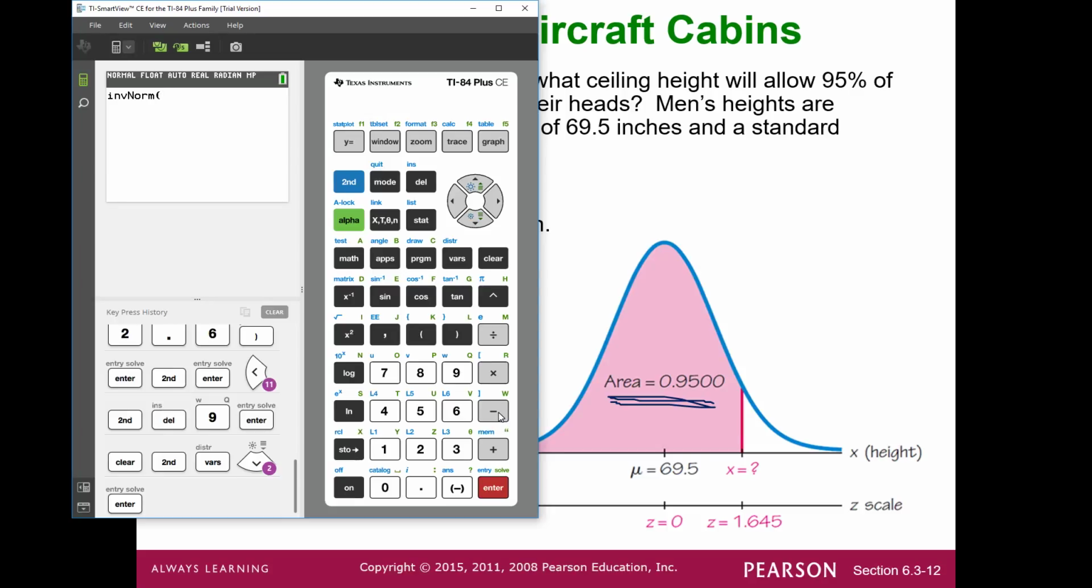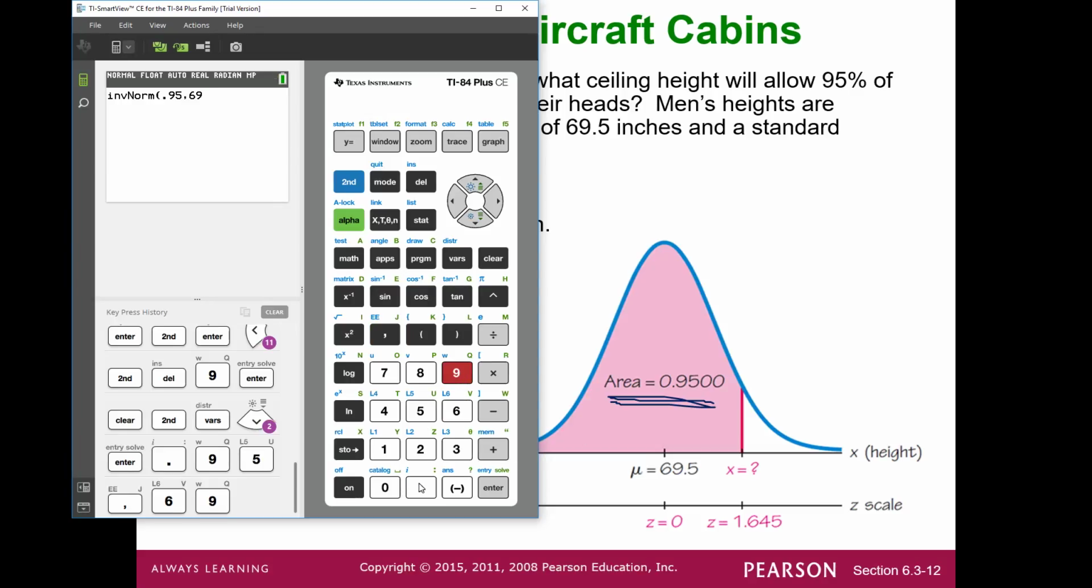Hit enter. Inverse norm wants the area 0.95, comma, the mean 69.5, and then it wants the deviation, which is 2.4, and then close it off. So inverse norm will take in 3 values. If you do not put in the mean or the deviation, then by default it will use 0 and 1. They think you're talking about the standard normal distribution. In our case, these scores are not standardized, so we have to put in the mean and we have to put in the deviation. And hit enter.